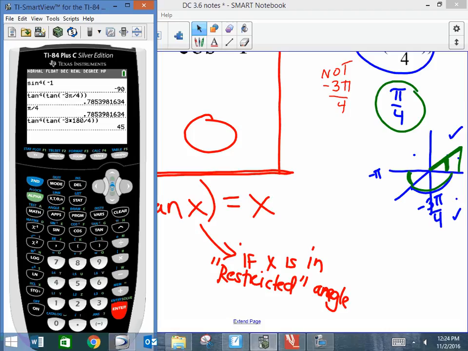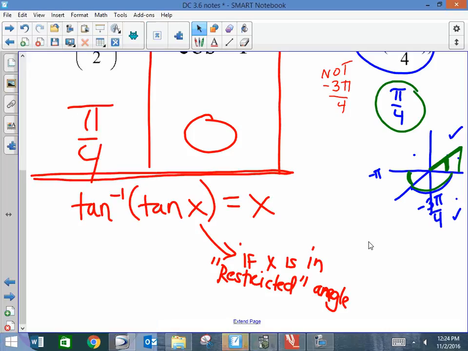Now I want to make sure I'm in radians or degrees, because I'm putting in degrees. Degree, enter. And there we go. 45 degrees. And then you know that is pi over 4 right there. All right. So we're going to do some more of those just for practice on your handout.